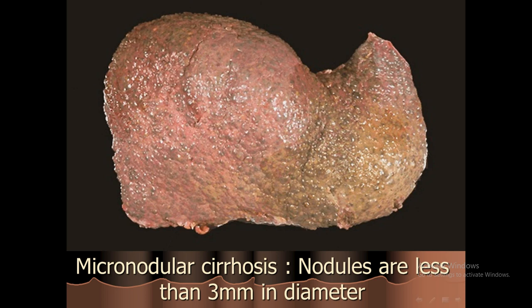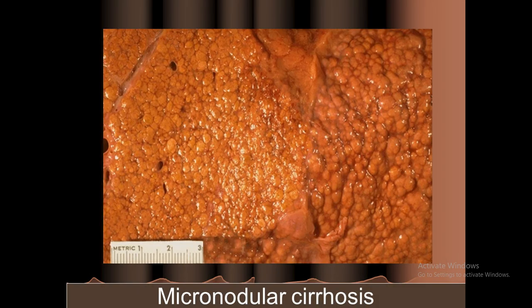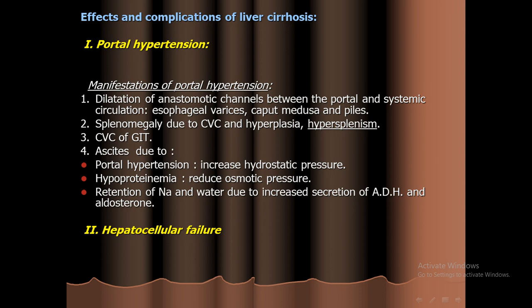You know, this liver surface should be smooth, but you see these small nodules. The nodules here are very small, less than a pinhead, less than 3 millimeters in diameter. This is called micronodular cirrhosis. And this is a cut section in the liver, and you see these nodules surrounded by fibrosis. This is not a normal liver. These are cirrhotic nodules.